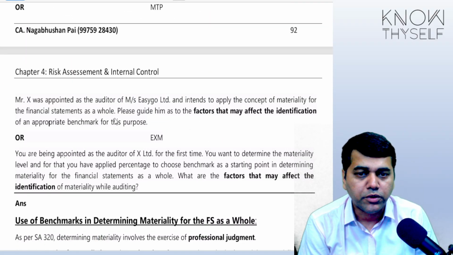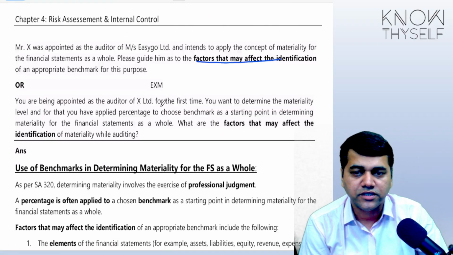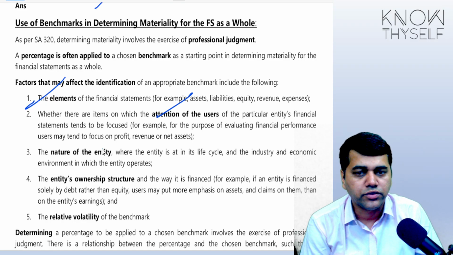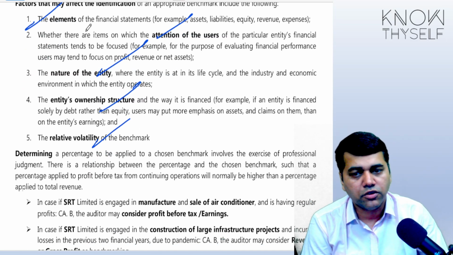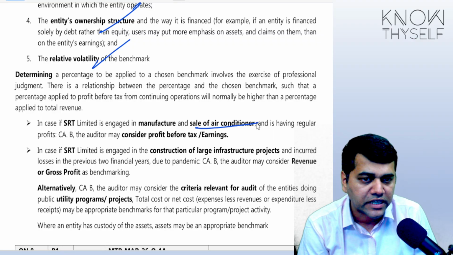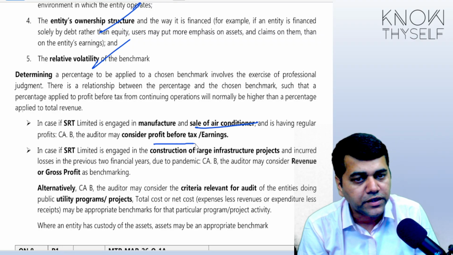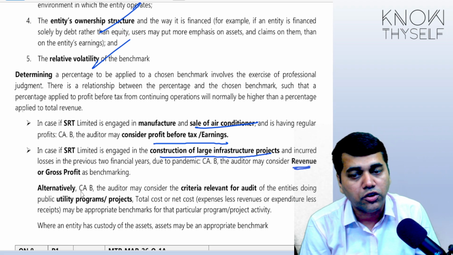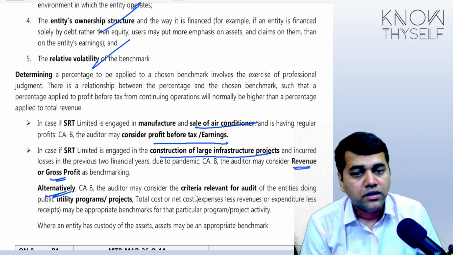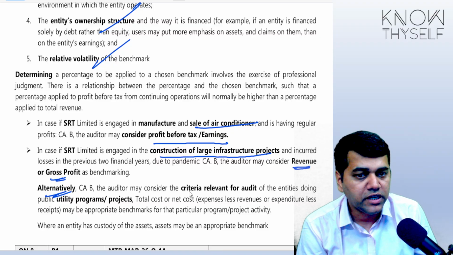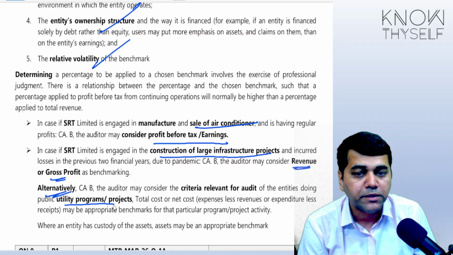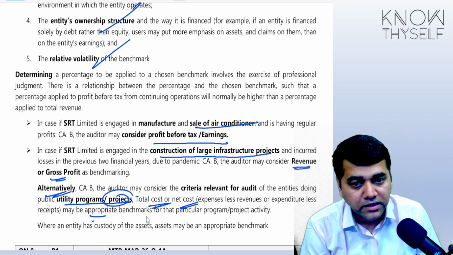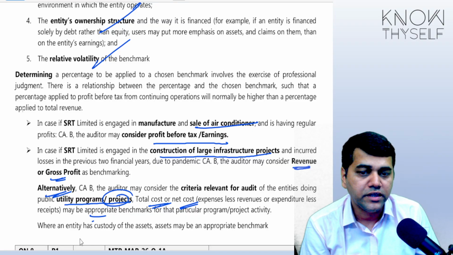Yes. So X was appointed as an auditor. What are all the factors that affect identification? Chalo. So you will say the elements which are affected: attention of the users, nature of the entity, relative volatility. So these are all the factors that will affect. Since you are in the manufacture of air conditioners having regular profit, you can consider profit before tax. If you are into the construction of an infrastructure project, you can consider revenue or gross profits. Alternatively, if you don't want to write this, the auditor may consider criteria relevant for the audit, like total cost, net cost, or, for government, total grants received. So many things are there.